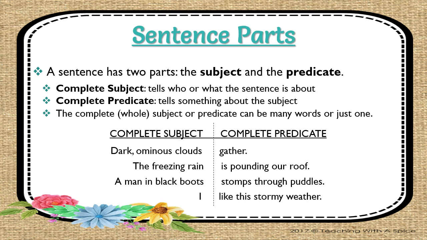Dark, ominous clouds gather. Your complete subject is dark, ominous clouds. That's the part of the sentence that tells who or what it's about. And then the complete predicate is gather. That's the action. Dark and ominous go with clouds because they're describing what kind of clouds.